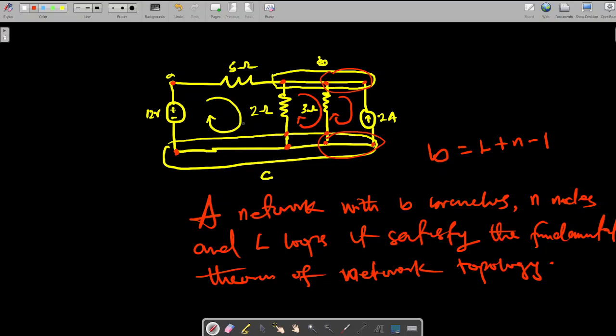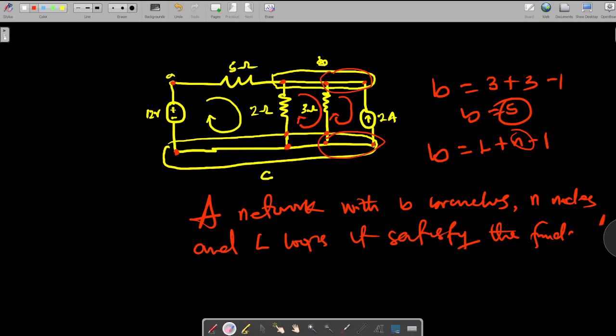And when you look at this right here, we have 3 nodes, and we have 3 loops. So B equals 3 loops plus 3 nodes minus 1. That gives us what? 5, which is the number of branches that we have in this circuit. Do you get that now? So you can see this is 1, this is 2, this is 3, 4, and 5. So it's as simple as that.